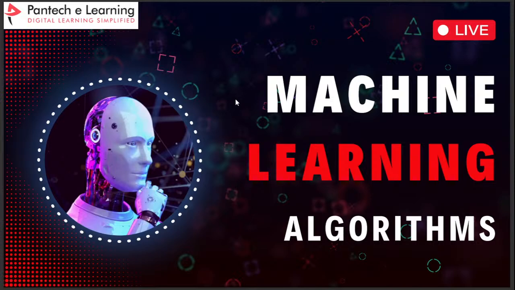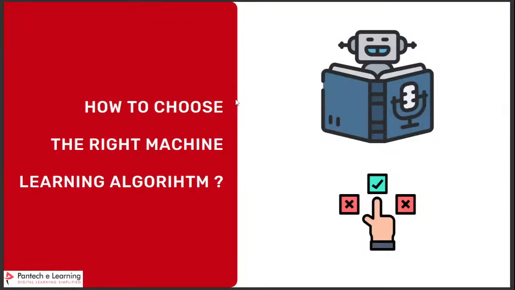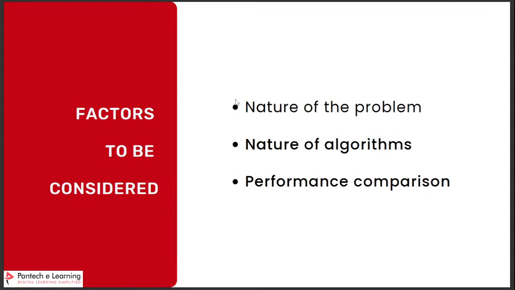Yes, so talking about machine learning algorithms, if you want to choose a machine learning algorithm for your machine learning project or purpose, and you ask me how to choose the right machine learning algorithm, then I'll suggest you 3 steps. The first one is the nature of the problem you are going to solve. The next one is the nature of the algorithm. Once you know it, then only you can utilize it. And then finally, performance comparison.